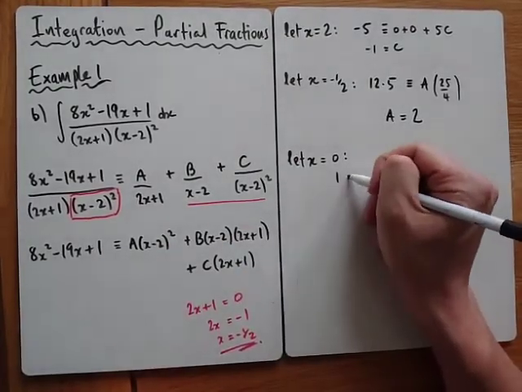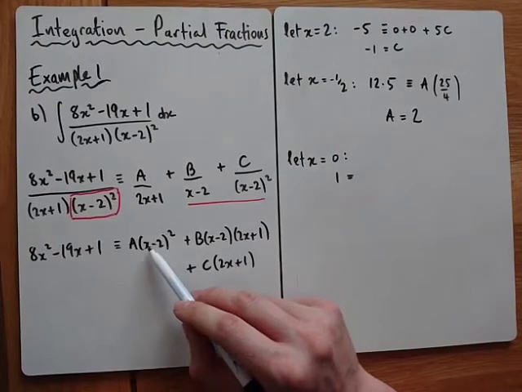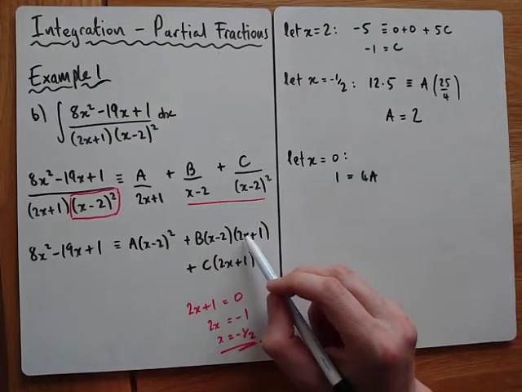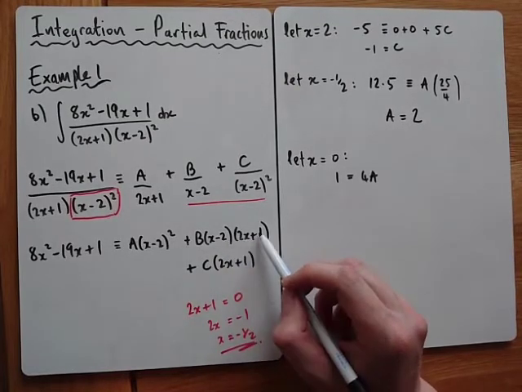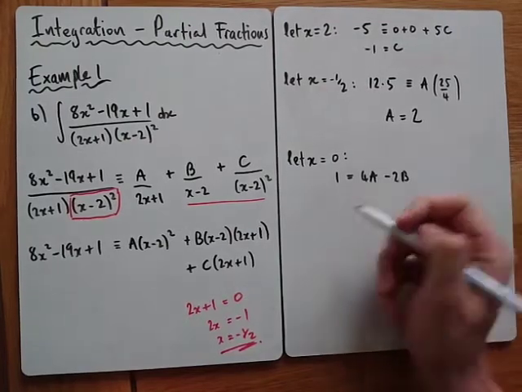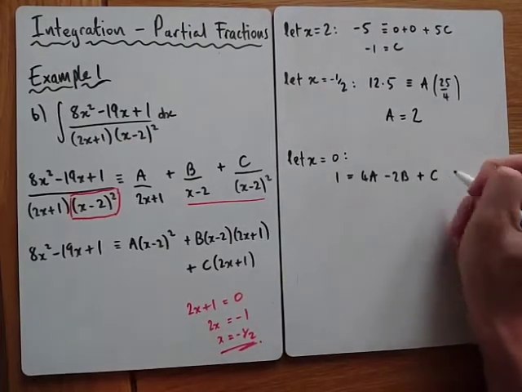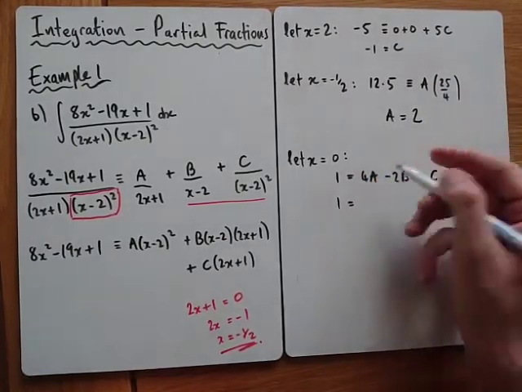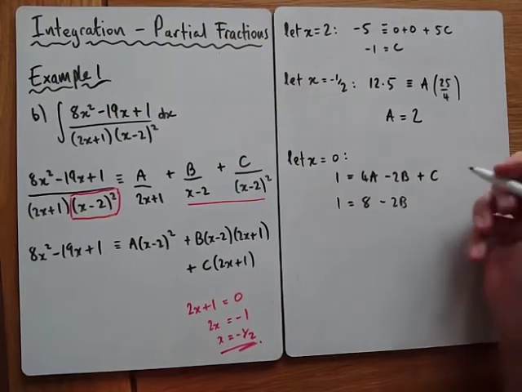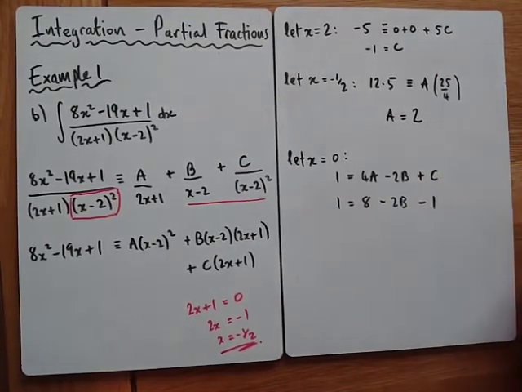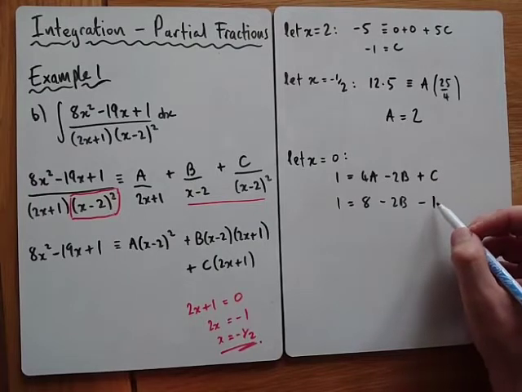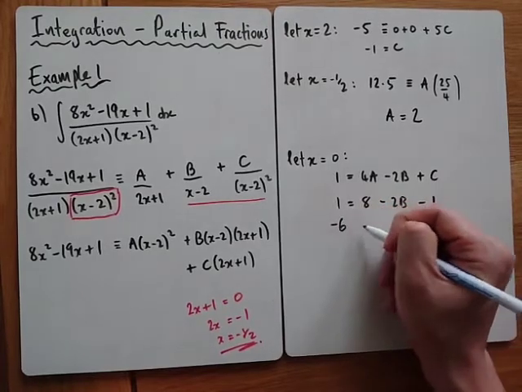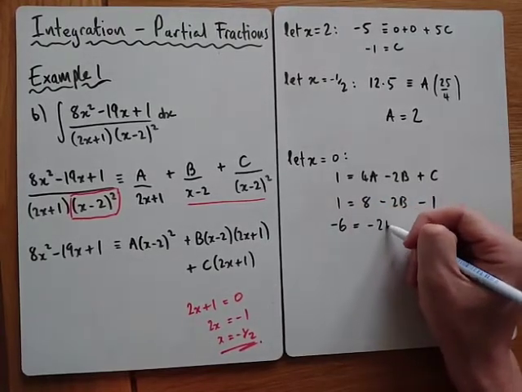We get 1 equals minus 2 squared, so that'd be 4a. Then minus 2 and 1, so that'd be minus 2 times 1, so minus 2b. Then plus c. And we know what the other two values are. If a is equal to 2, that'd be 8 minus 2b plus c, which is minus 1. So if we rearrange this, we'd get 7 minus 6 equals minus 2b.